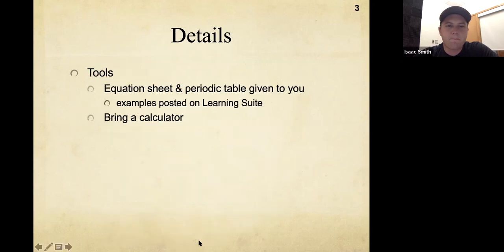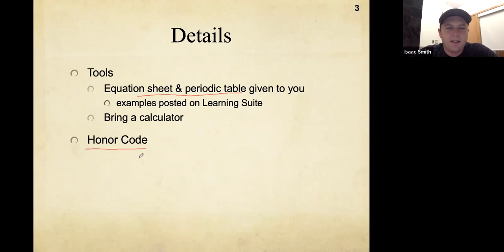All right, so again, you can use the equation sheets, the same ones that you've used before on the other 2 exams. There's an equation sheet, a periodic table, and then one more sheet that shows you the names of the different atoms. Those 3 sheets you can find under the exam info tab on Learning Suite under content. And then you can also use a calculator.